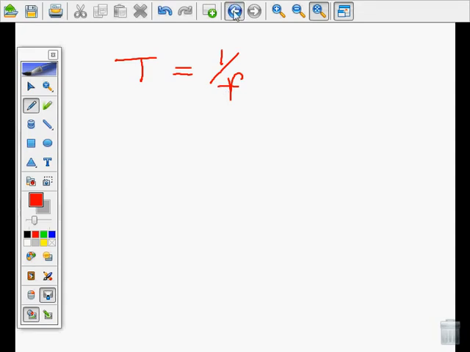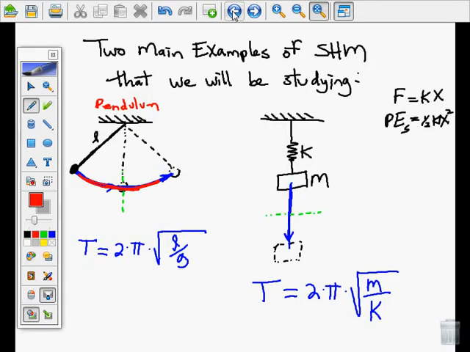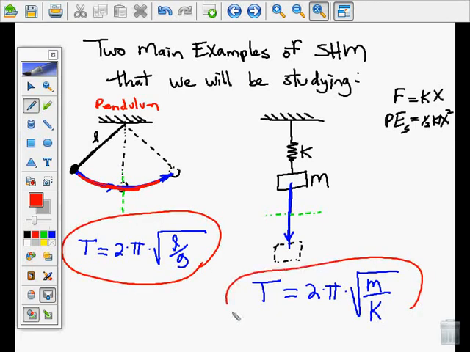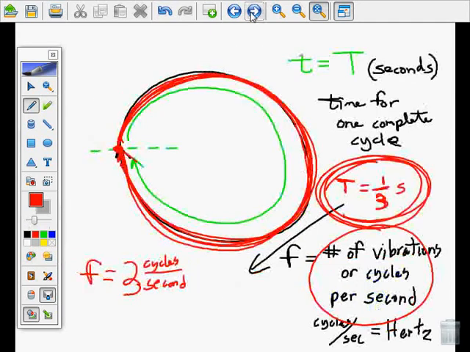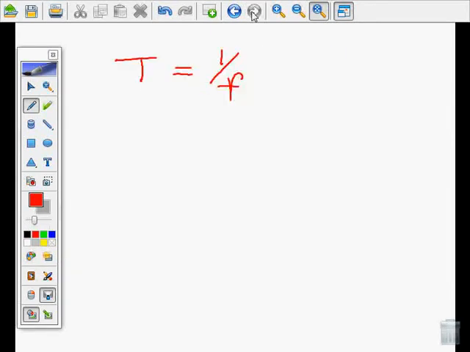So you have to use these formulas here to get the period. And then if you find its reciprocal, that tells you how many vibrations per second.